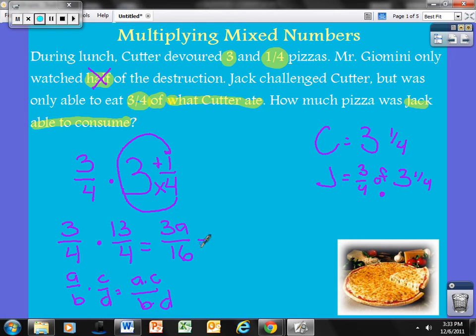It is improper because the numerator is larger than the denominator. I must ask myself, how many times does 16 go into 39? I'm saying what times 16 gives me close to 39? It is 2. The denominator travels with me. It doesn't want to be left alone with that 39. I then go 16 times 2 is 32. 39 minus 32 is 7. Right there is how much Jack ate. He ate 2 7/16, and if I have a unit here, it's pizzas. So Jack ate just under 2.5 pizzas because half of 16.